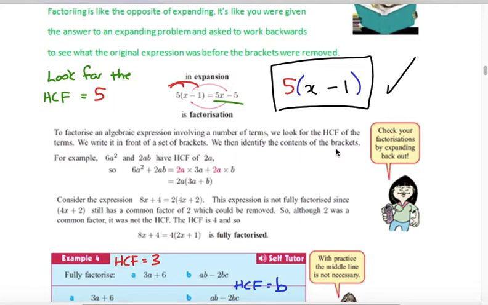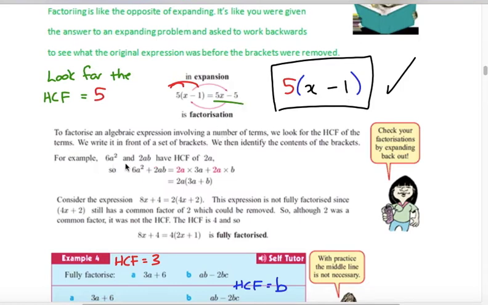We then identify the contents of the brackets. So you've got to think, 5 times what would have generated 5x? That's right, 5 times x would have generated 5x. And then 5 times what would have generated subtract 5? 5 times -1 would have generated subtract 5.